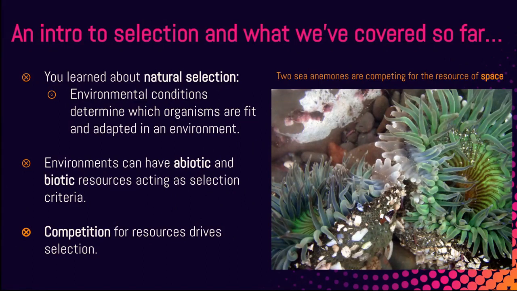So let's do a quick recap of what we've learned so far. We learned about natural selection. This is where nature selects the variations based off of what the environmental conditions are and which organism would be best adapted in that environment. And these environments have abiotic and biotic resources that are the selection criteria. If those biotic or abiotic resources change, let's say a drought, which would limit water, we might see a change in what populations can survive there as well. And of course, competition also is a drive for selection.